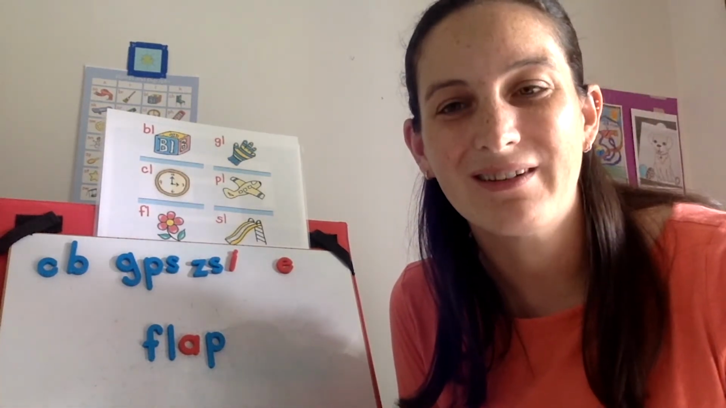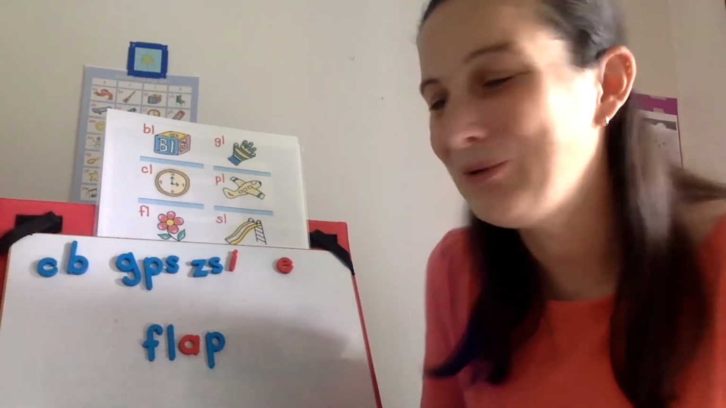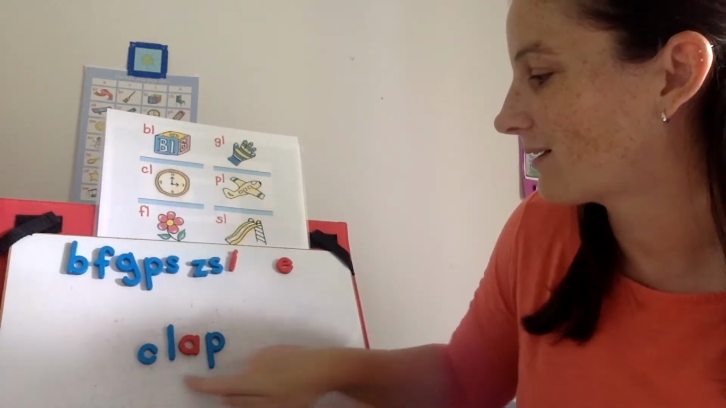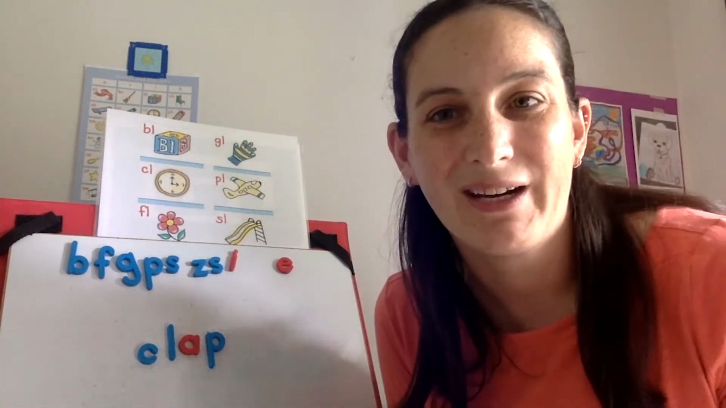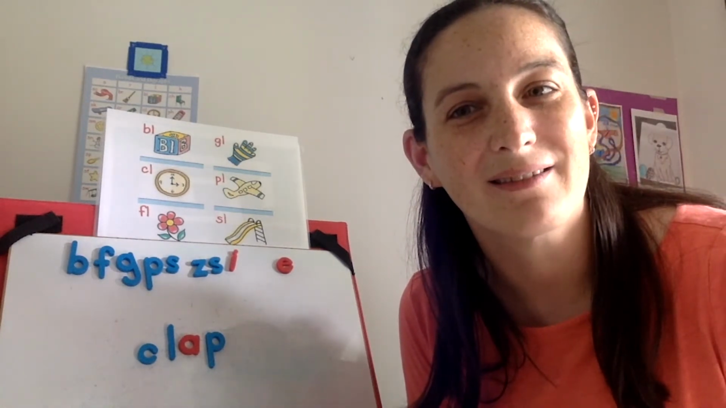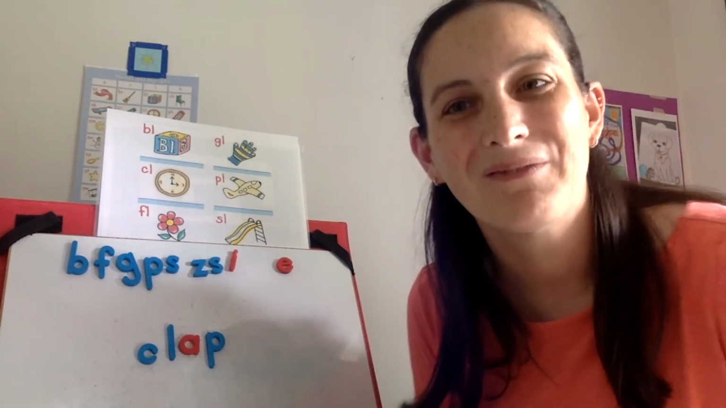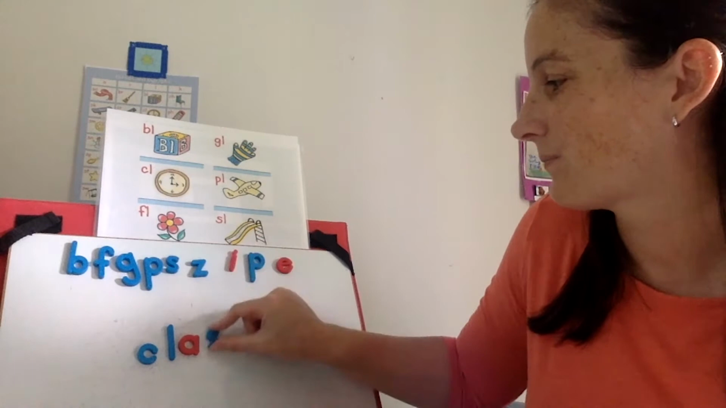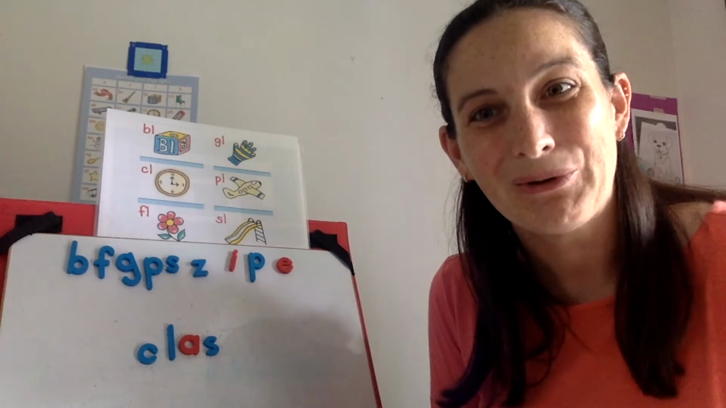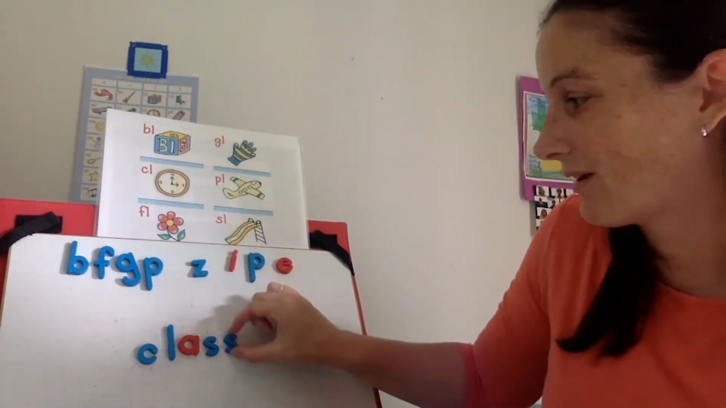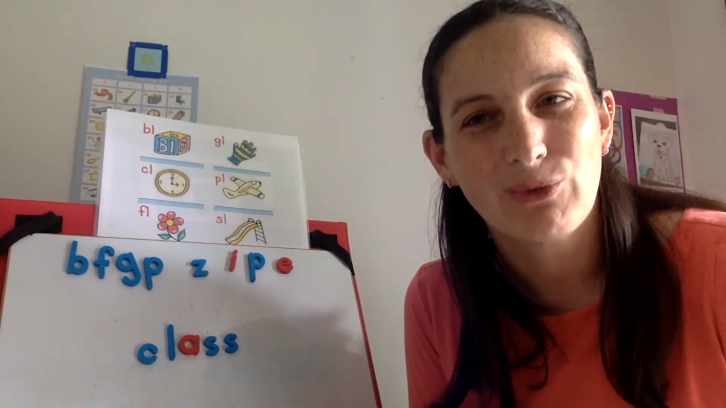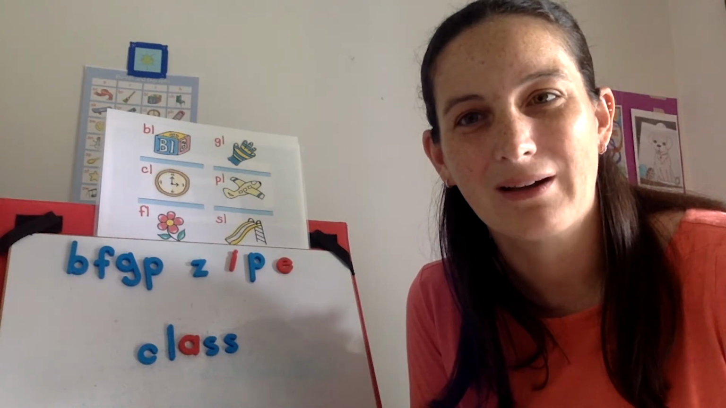Now let's change the L blend. So flap turns into clap. You got it. We're going to add the CL, like clock, to make clap. Next, we're going to change the ending. So clap turns into class. Very good. We need to put an S. But does that look right? There's something missing. You're right. We need 2 S's in the word class. Class.